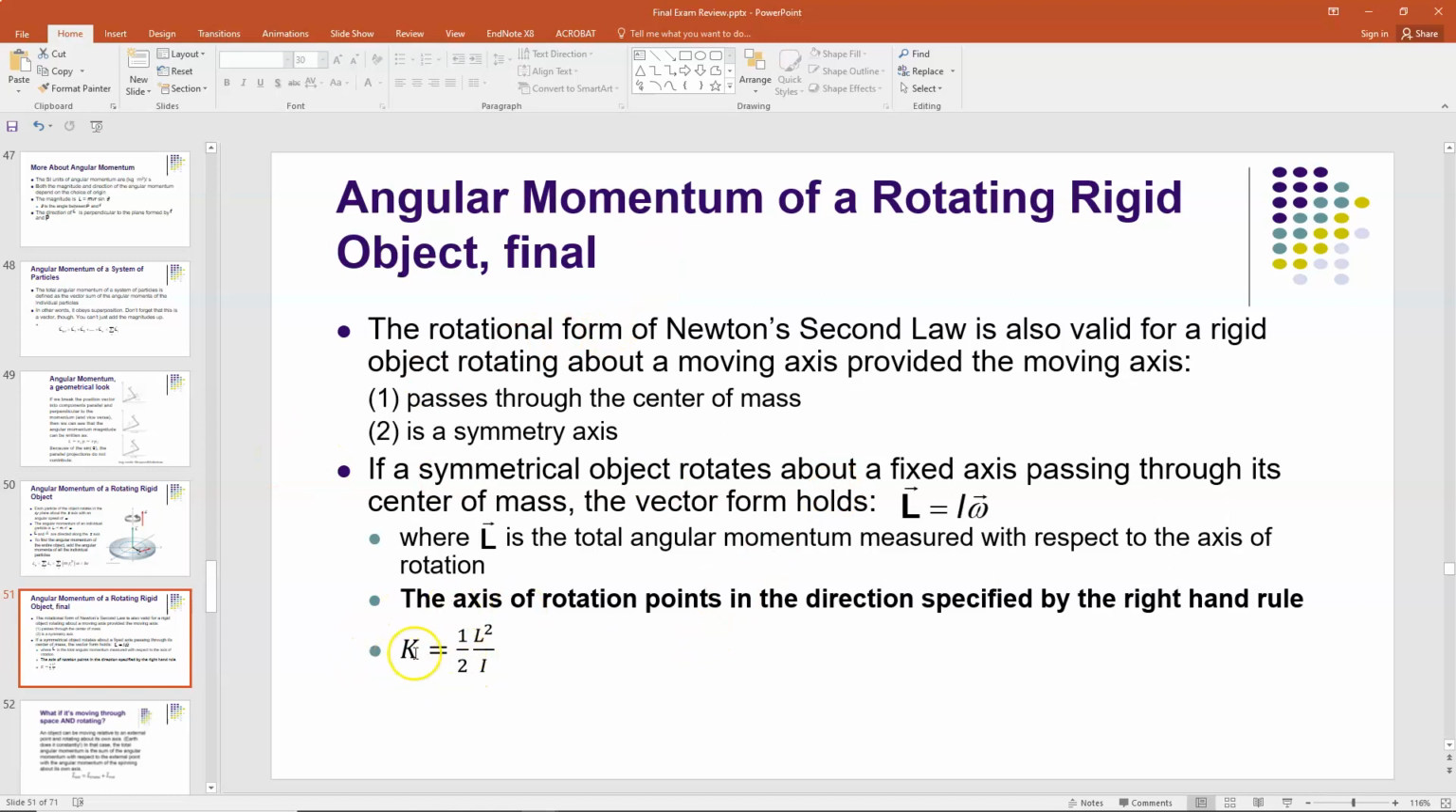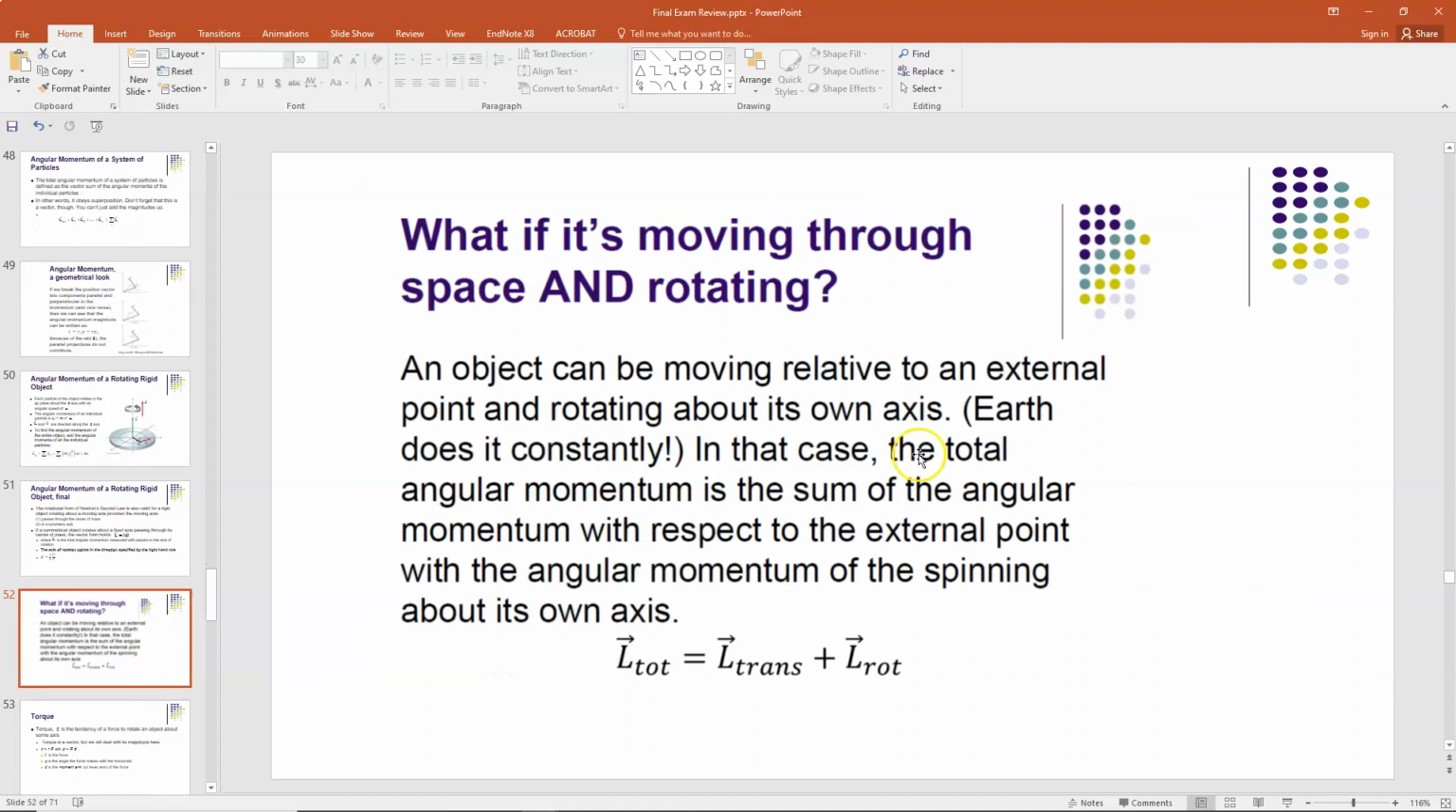Now, the kinetic energy, as expressed in terms of L and I, K would be equal to 1/2 L squared over I, or 1/2 I omega squared. Now, if something is moving through space and rotating, like say the Earth in its motion about the sun, it's rotating on its own axis, that would be its L rotational, and it also is moving in a near circular orbit about the sun, and that would be its L translational. So to find the total angular momentum of the Earth, you would just sum those two things up.